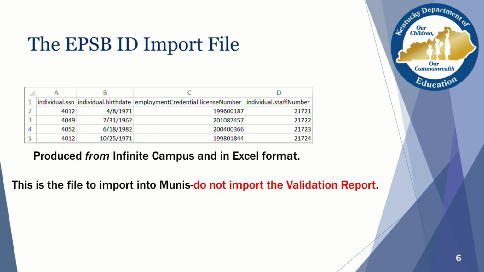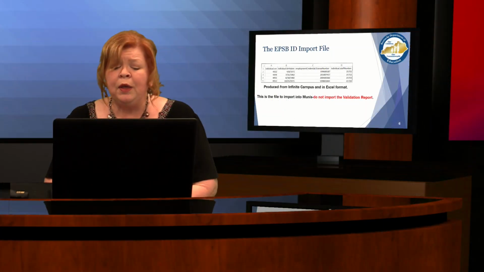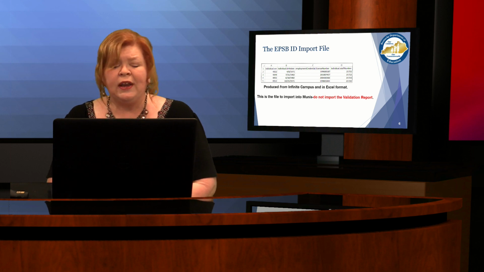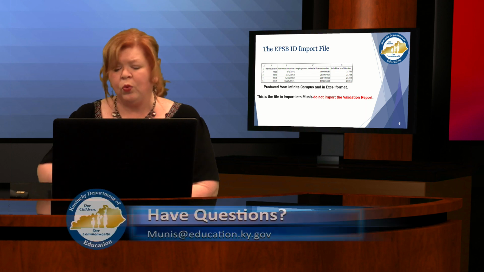So this is what the EPSB ID import file looks like. You have the Social Security number, birth date, their EPSB ID number, and their staff number. Please remember that when you import a file into Munis, you need to import the EPSB ID import file. We had a couple of situations last year where people were trying to import the validation report, and that will not import.